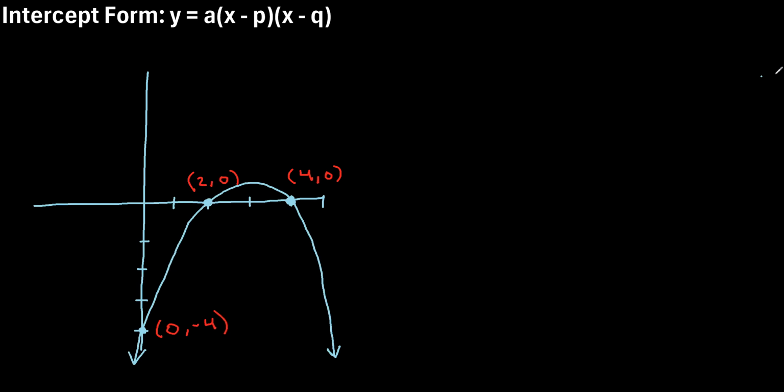In this video, we'll talk about how to write the equation of a parabola in intercept form. So intercept form is when we write the equation of a parabola in this form: y is equal to a times x minus p times x minus q. So let's work through a couple examples.